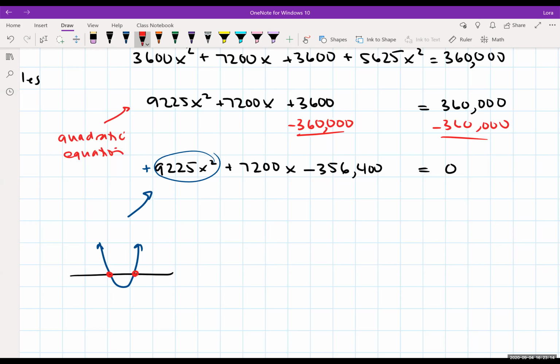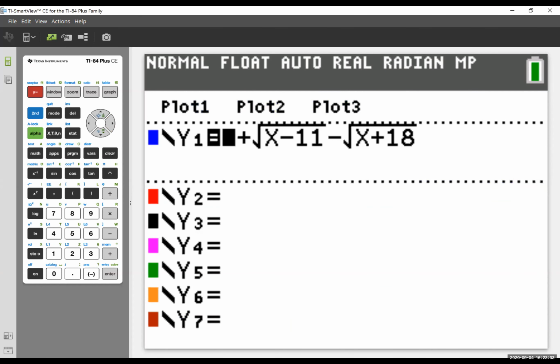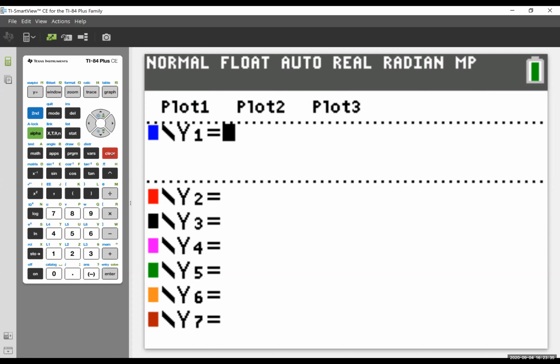So the big key here is remembering what I typed in. So I'm going to switch back and forth, but you'll probably just hear me talking to myself, which is what we do usually in math class anyways. So I'm going to go back to my TI. I have my old problem up there. I'll go to my function editor. And what I'm going to do is look at reminding myself, what did I actually have? So I have 9,225x squared.